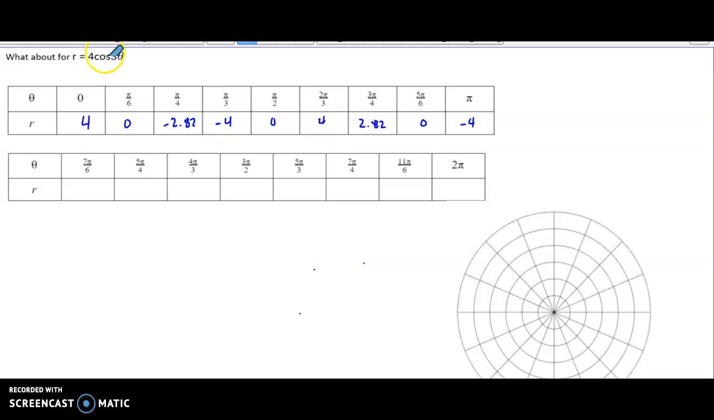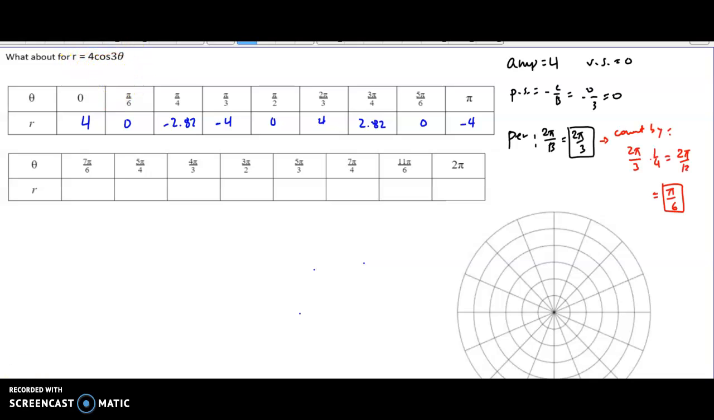So let me take our equation, and we're going to write down the same stuff like we did in the last example with the amplitude and the vertical shift, etc. And here it is. Okay, so if you look over here on the right, I gave you all of that information. Don't forget phase shift is negative c over b. The period is 2 pi over b, so in this case it's 2 pi over 3. And remember we did the count by, right? So you take the period and you divide it by 4, or you multiply by 1/4, and it simplifies to pi over 6. So that's how much we're going to count by, all right?